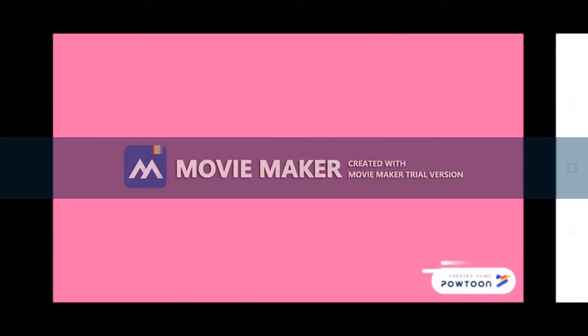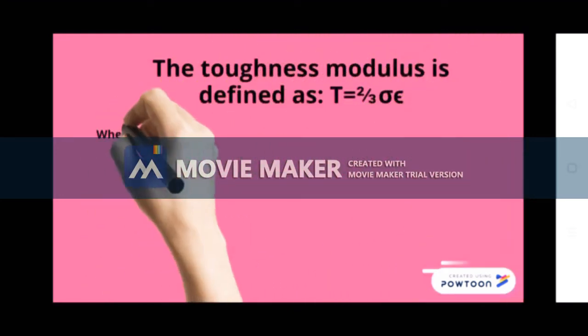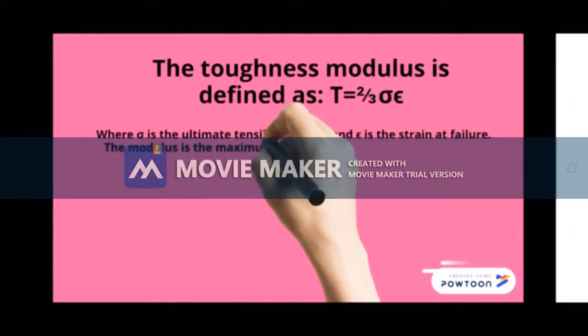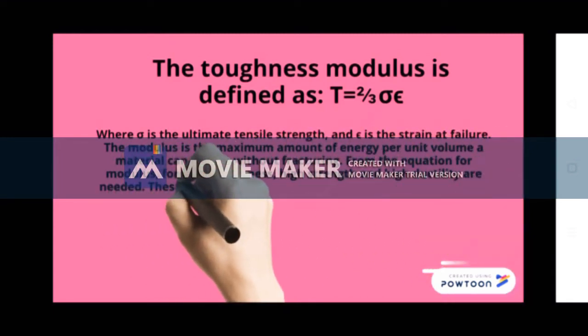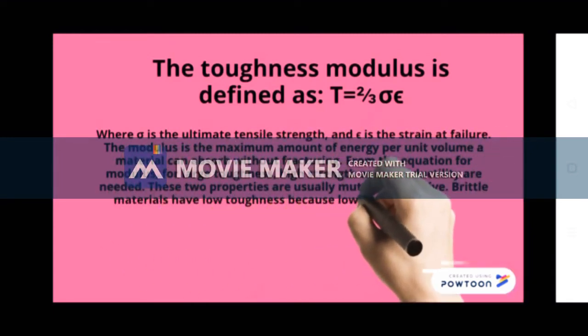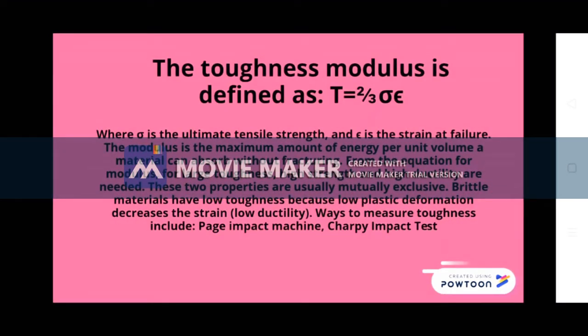The area under the stress-strain curve is the work required to fracture the material. The toughness modulus is defined as the maximum amount of energy per unit volume a material can absorb without fracturing. From the equation for modulus, for large toughness, high strength and high ductility are needed. These two properties are usually mutually exclusive. Brittle materials have low toughness, because low plastic deformation means low strain and low ductility. Ways to measure toughness include the Charpy and Izod machine, and the charge impact test.